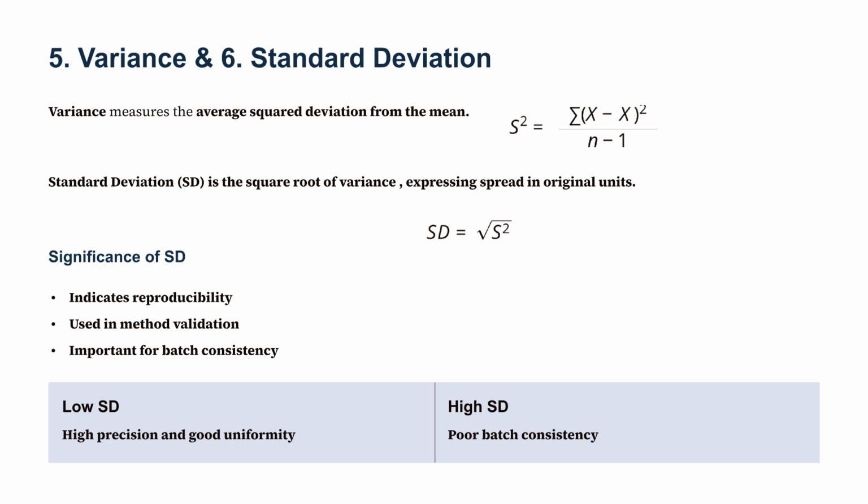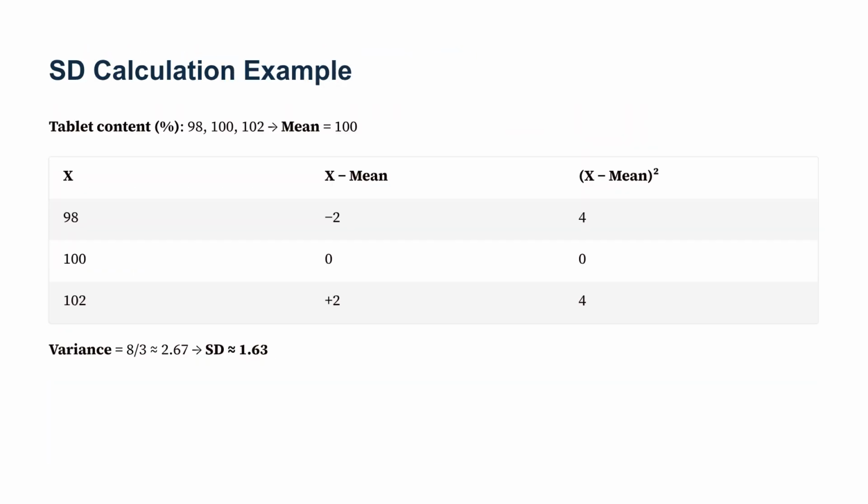Variance measures the average squared deviation from the mean, while standard deviation, or SD, is the square root of the variance. Low SD indicates high precision and good uniformity, essential for reproducibility, method validation, and batch consistency. This is an example of calculating standard deviation. Given tablet content of 98, 100, and 102, the mean is 100. After calculating the squared deviations from the mean, the variance is 2.67, and the standard deviation is approximately 1.63.